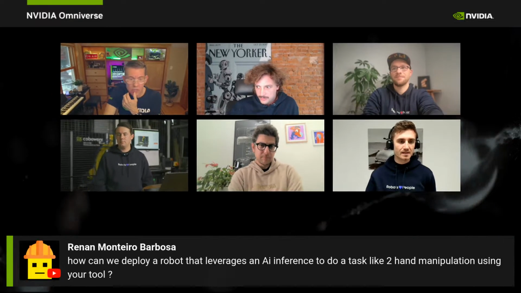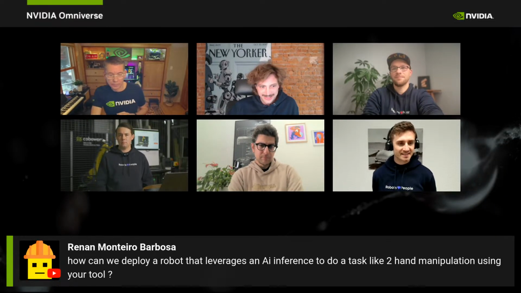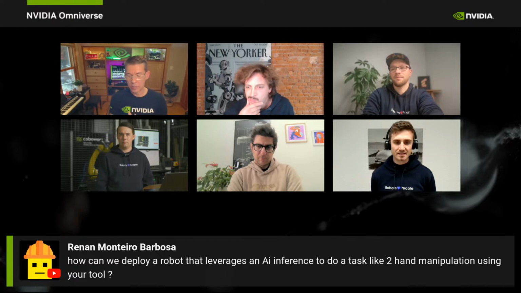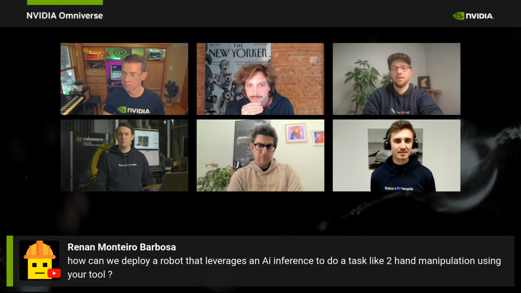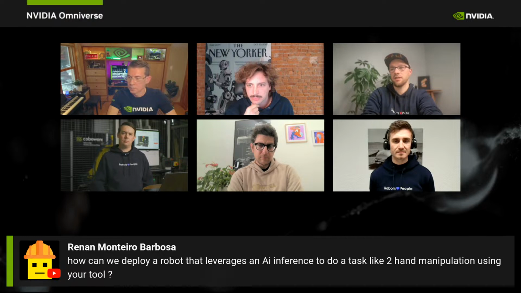From Renan, who's another great member of the community: How can we deploy a robot that leverages an AI interface to do tasks like two-hand manipulation using your tool? That's what the Paul application in the last video was representing. We had a hand-eye calibration task. You just put the board on the table, and then you can have a calibration with it.